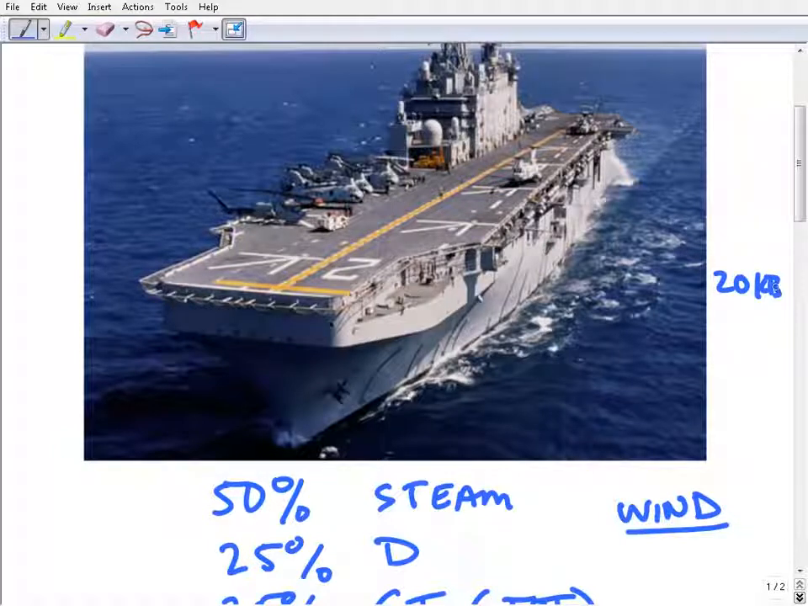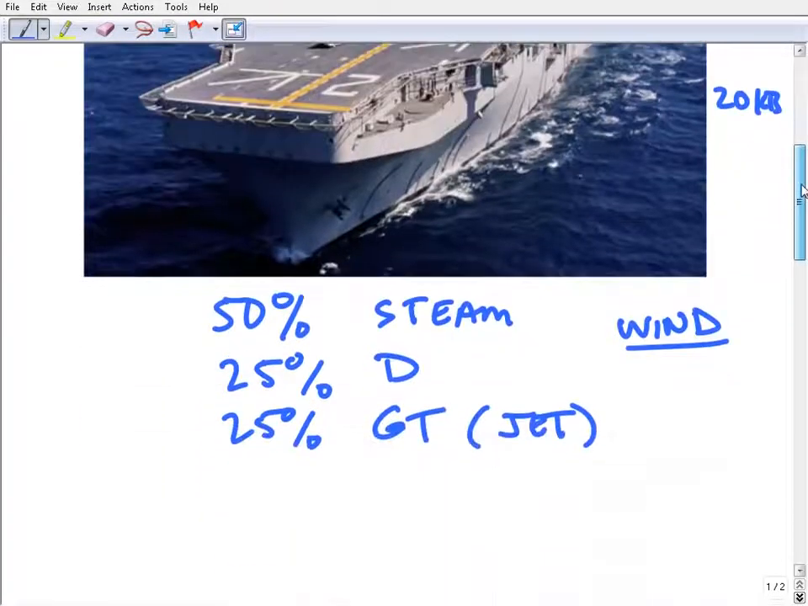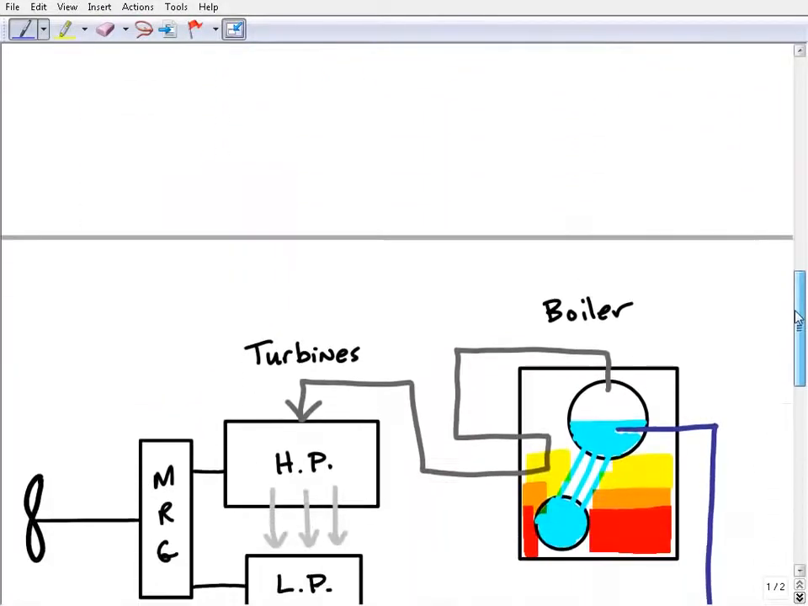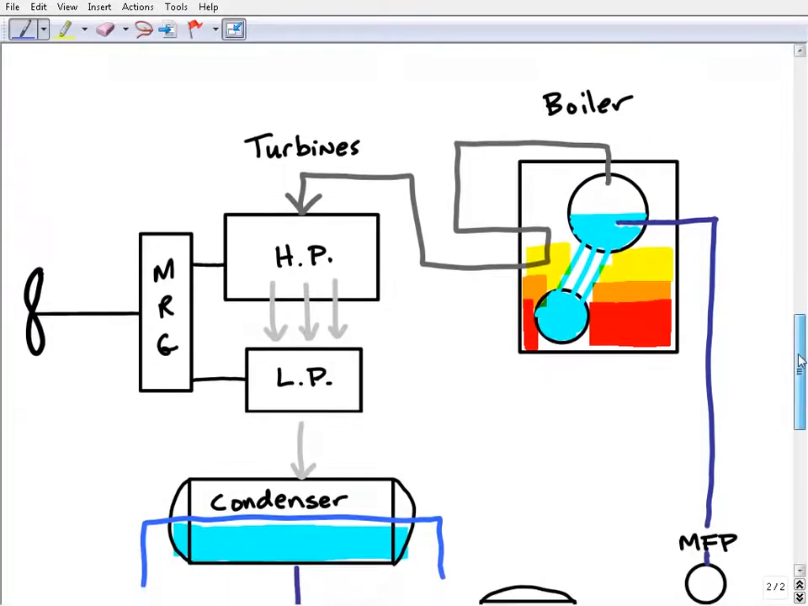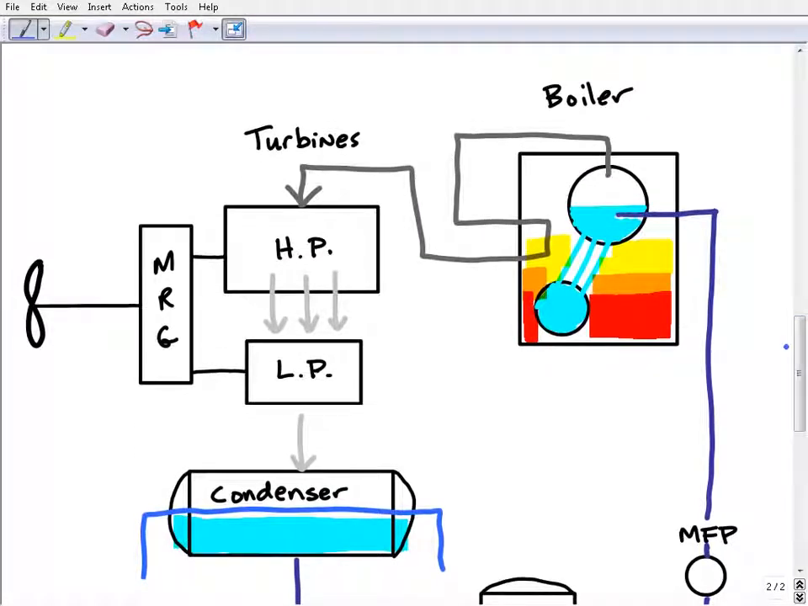So let's go ahead and talk about this now. How does this work? I'm going to focus just on the steam cycle, and here we go. This is the steam cycle, and I'm going to walk you through it step by step. It'll take a few minutes, but once we get done, I think you'll have a real appreciation of how a basic steam plant works. All right, let's start here with the boiler.